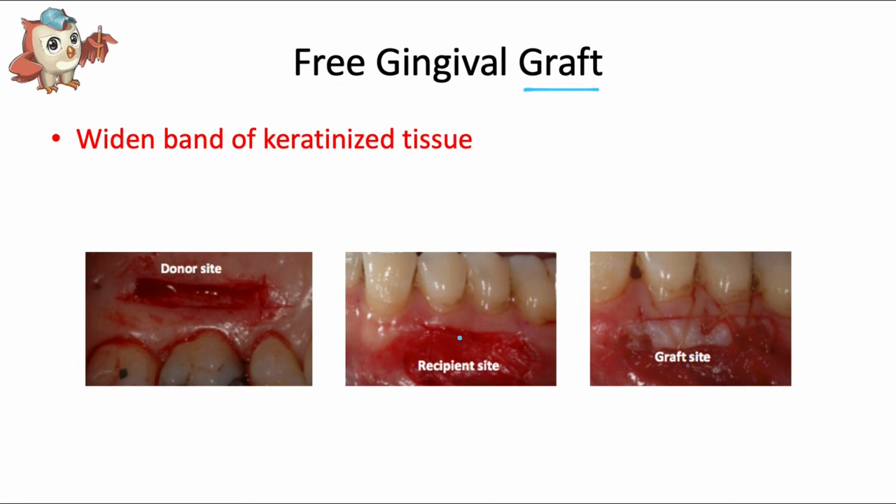The recipient bed is also a partial thickness flap to leave periosteum intact in order to feed the graft tissue. And sutures are used to immobilize the graft onto the recipient bed. If the graft moves, it will fail. So you have to suture it firmly in place.